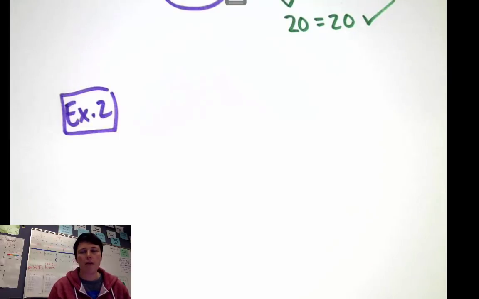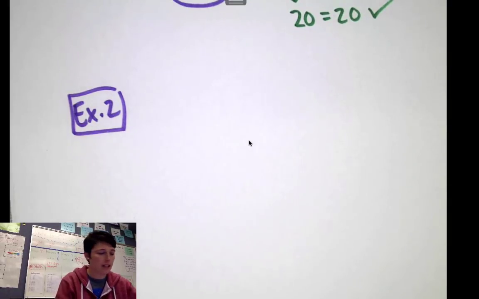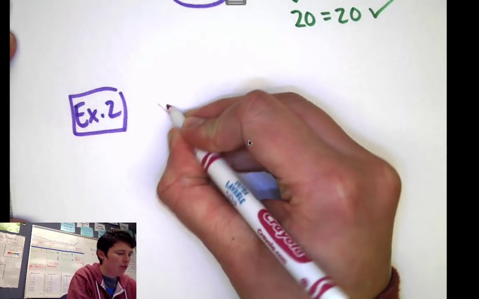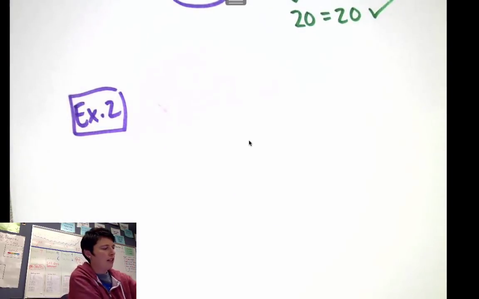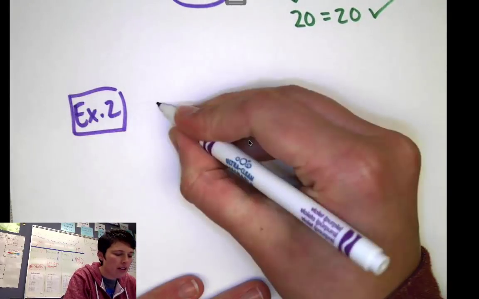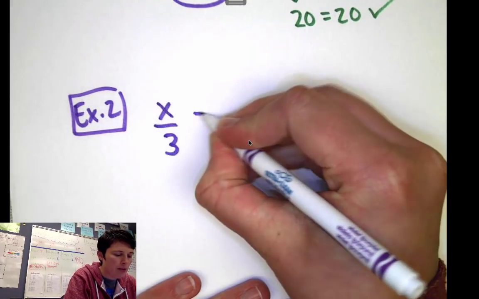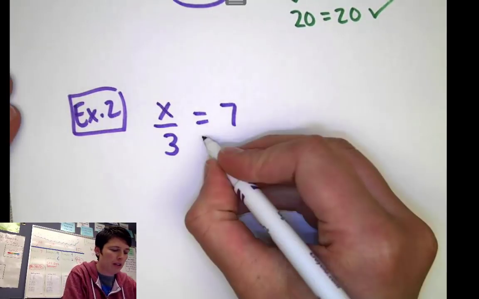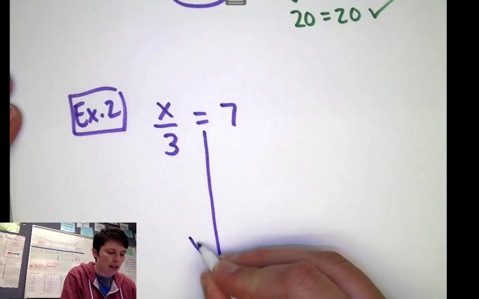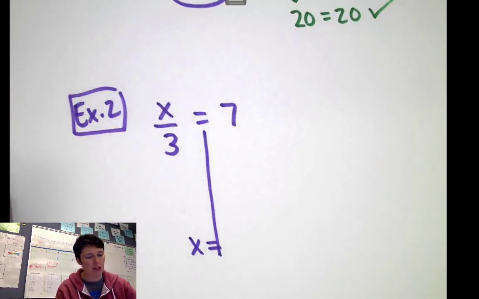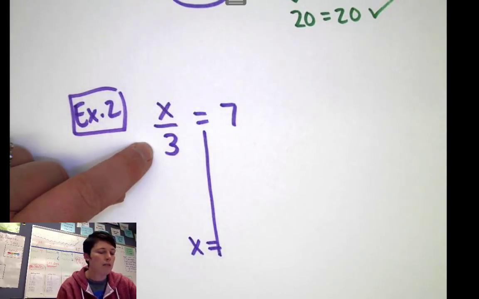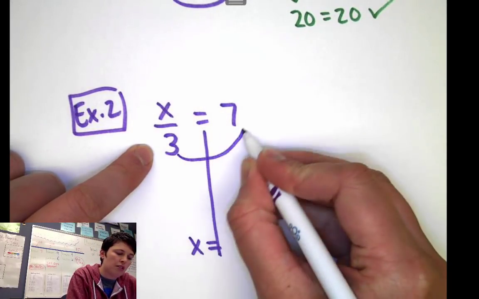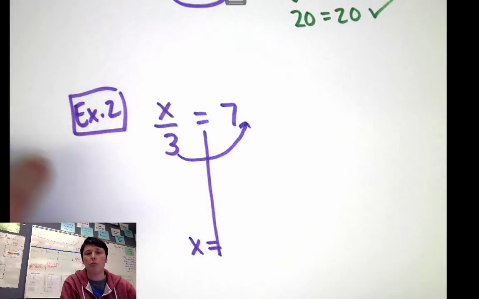Okay, second example, here we go. So let's try this. Let's say this time we have, I'm going to get a new pen, that one's kind of dying, x over 3 equals 7. Okay, so again, I think we know how to solve this. We're going to put the line down the middle. We're going to get x isolated by itself, which means this time we need to move the 3. It's in a fraction. Fractions mean divide, so if I want to move the 3 across the line, the opposite of division would be to multiply.